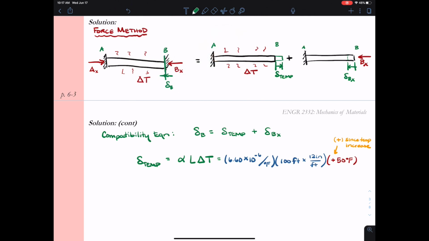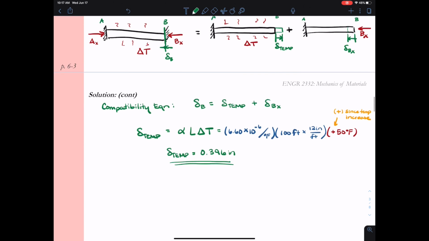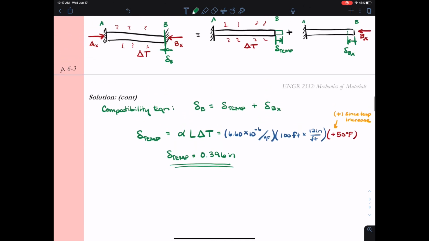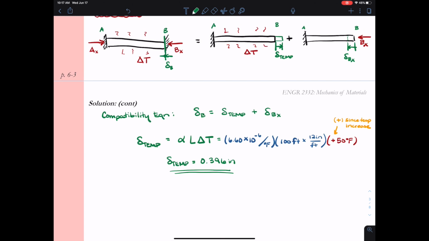If I take my numbers and plug them into my calculator, I solve that delta temp is equal to 0.396 inches. So this 50 degree Fahrenheit temperature change causes the bridge girder to expand 0.396 inches outward. Now I need to calculate delta due to the force Bx.